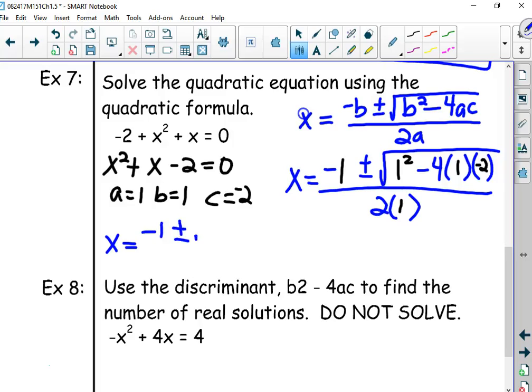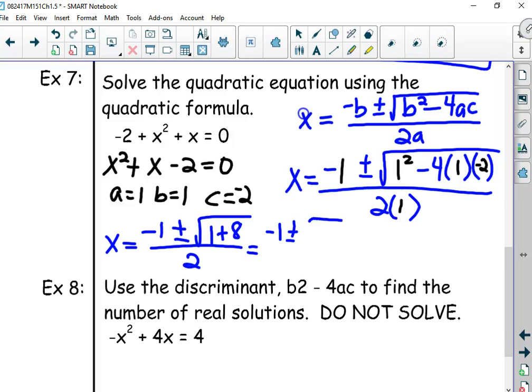Minus 1 plus or minus the square root of 1 squared is 1. Negative 4 times 1 times negative 2 is a positive 8, all over 2. Well, we're going to get a perfect square underneath that radical, which means this problem was factorable. Plus or minus square root of 9 is 3. I'm going to skip that step. Over 2. Remember, we've got to work out both of these.